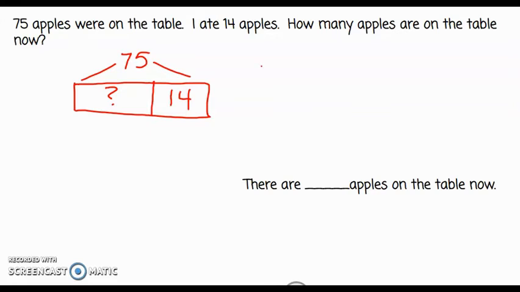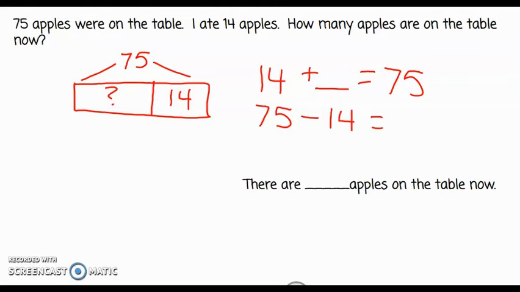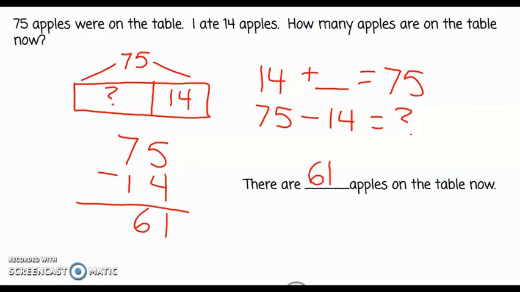So students might write this as 14 plus something is equal to 75. Or students might use their understanding of the relationship between addition and subtraction to do 75 take away 14, and they're trying to solve for that missing part. Students might solve it a variety of ways, but any way they solve it, they still should come up with that the missing part would be 61 apples. And if I were to insert this inside of my tape diagram, this would make sense that 61 plus the 14 is going to give me the number of apples that I started with, which is 75 apples.